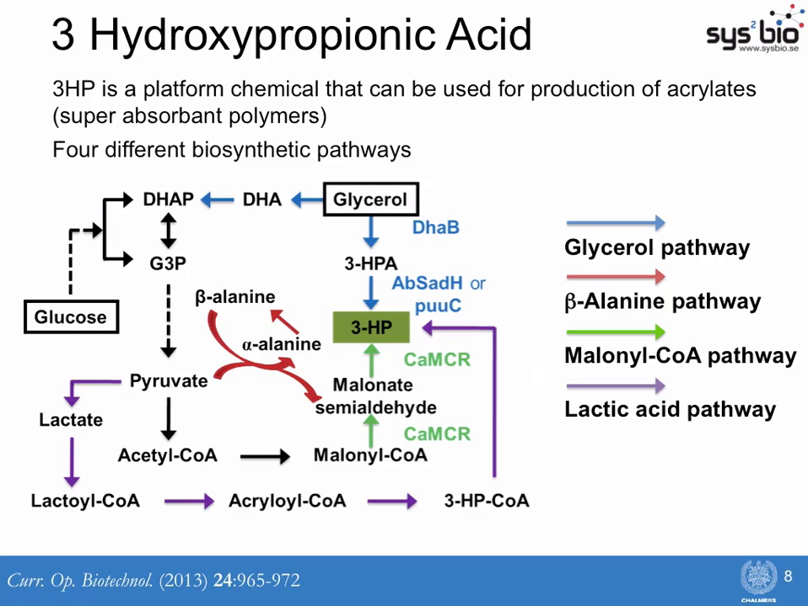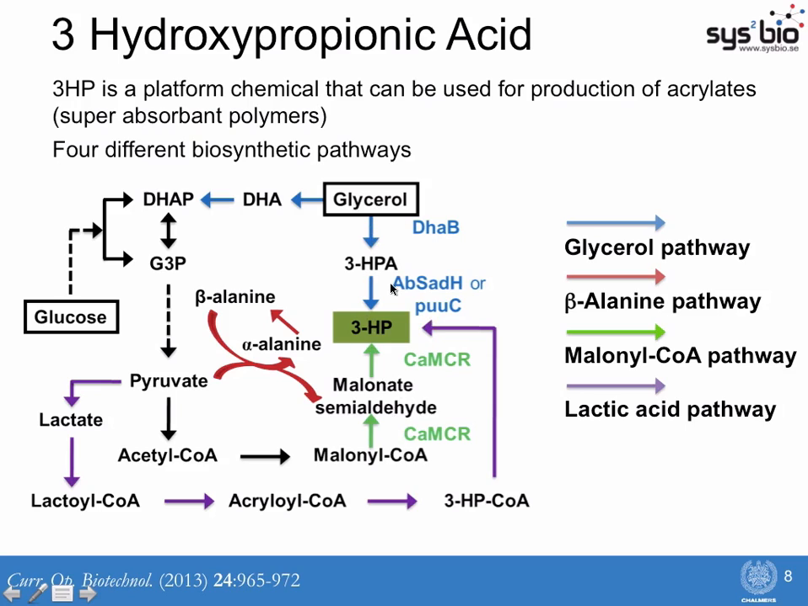We were interested to exploit this further for production of 3-hydroxypropionic acid. This is an interesting platform chemical, and there are several initiatives going on industrially on producing this. We were looking into different pathway routes for this. There is the so-called beta-alanine route. There is what we call the malonyl-CoA route, where you basically go from malonyl-CoA via malonate semialdehyde to 3-HP. There's the glycerol route.